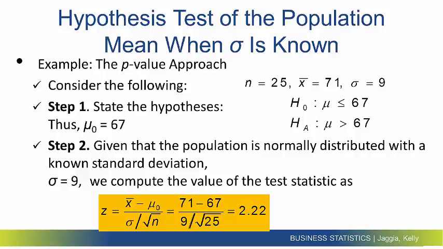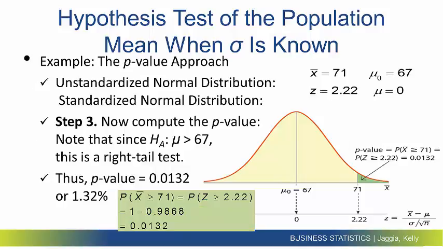As the standard deviation is known, we calculate a z statistic. This is calculated using the formula on the slide. As you can see, the z statistic is calculated as 2.22. Next, we look up our z tables. A z of 2.22 yields a p-value of 0.9868. But since we want the p-value beyond 2.22, we subtract the p-value from 1 to get a p-value of 0.0132.